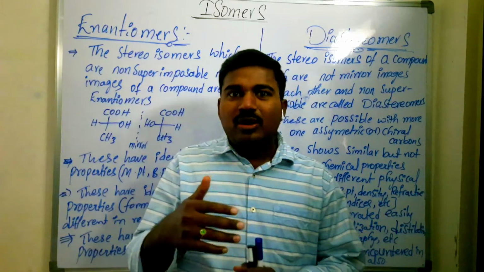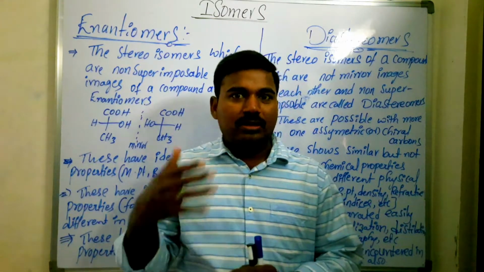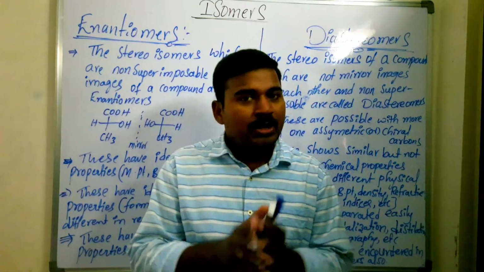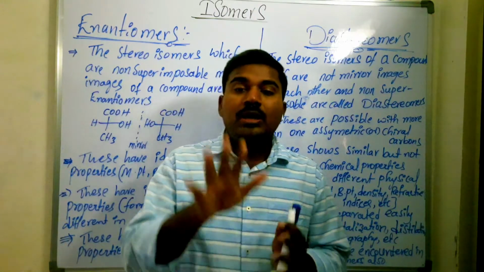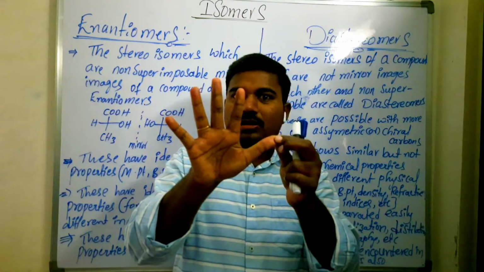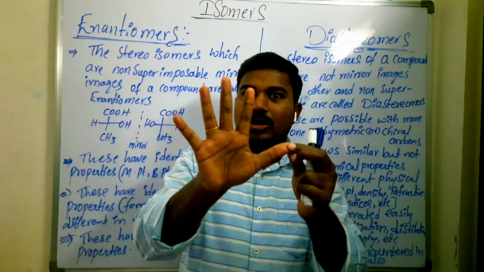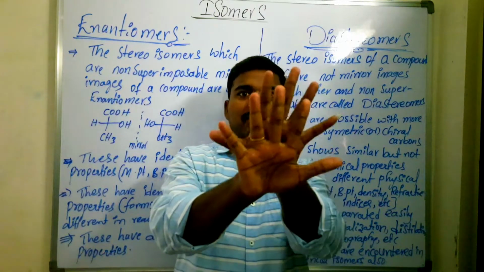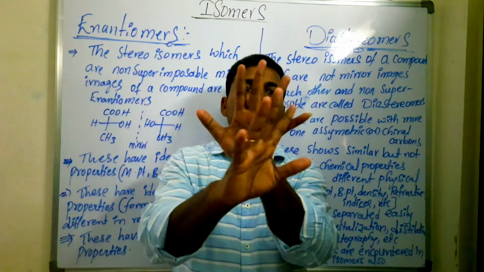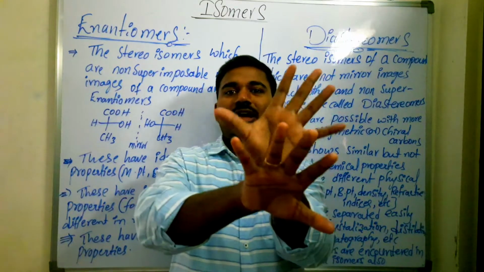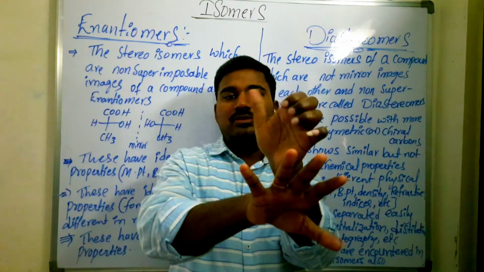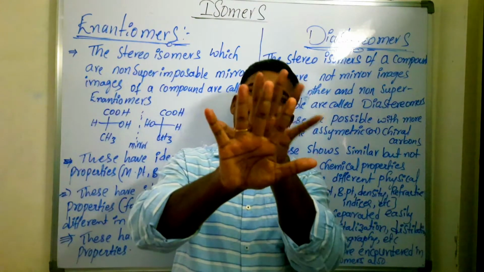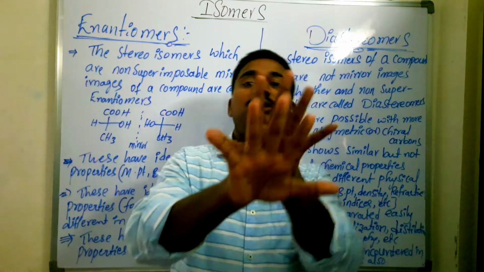Whatever it may be, it must be a mirror image, and it should also not be superimposable. That means the thumb should not appear as it is. It must be like this, handedness. If I place it like this, I will get it like this. Now you see here, this small finger is matching with this one, and this big finger, this thumb, is matching with this small finger. So these two are what? Enantiomers. These are non-superimposable mirror images.